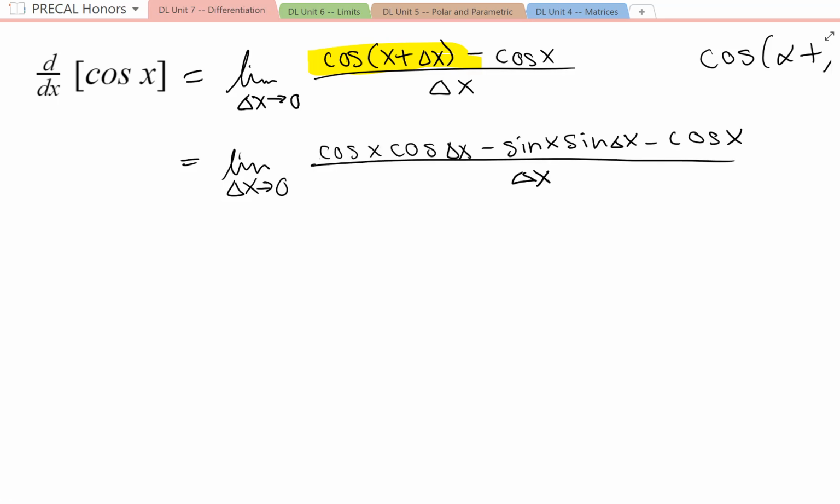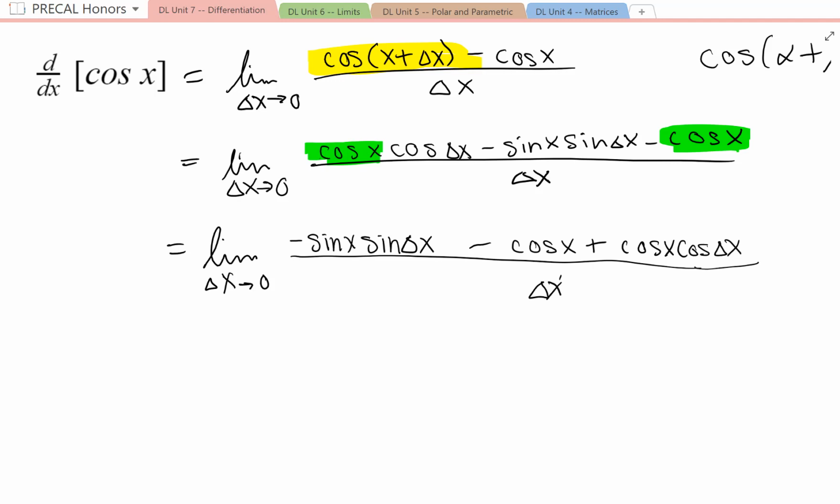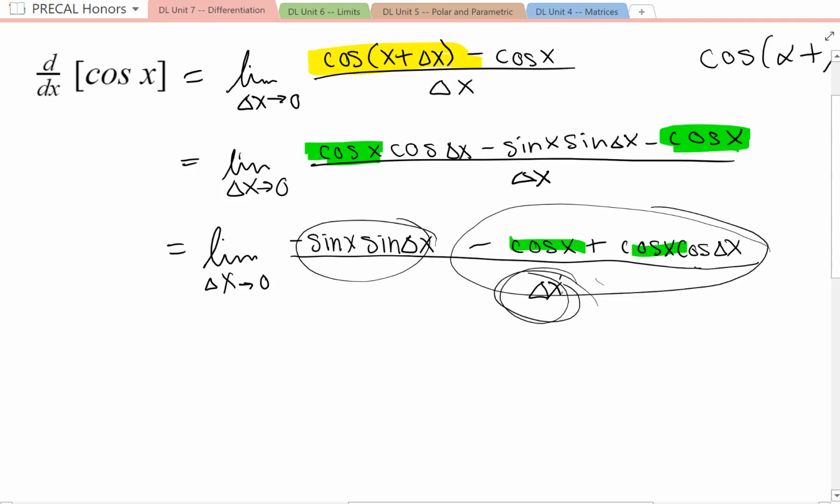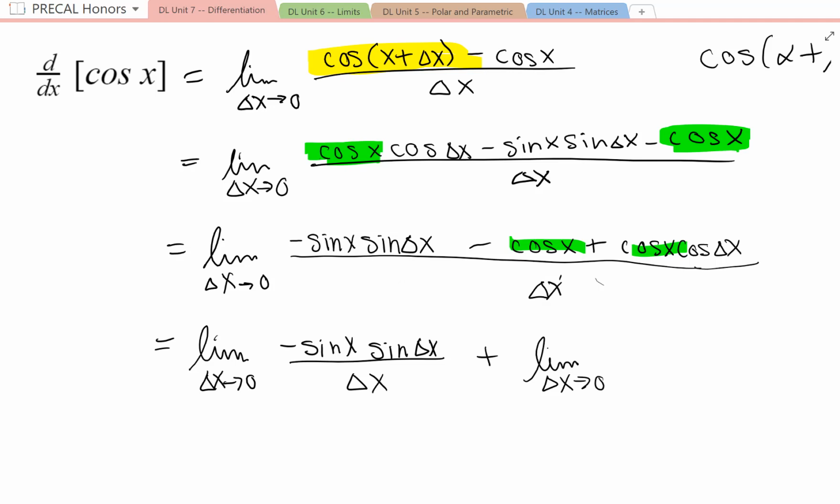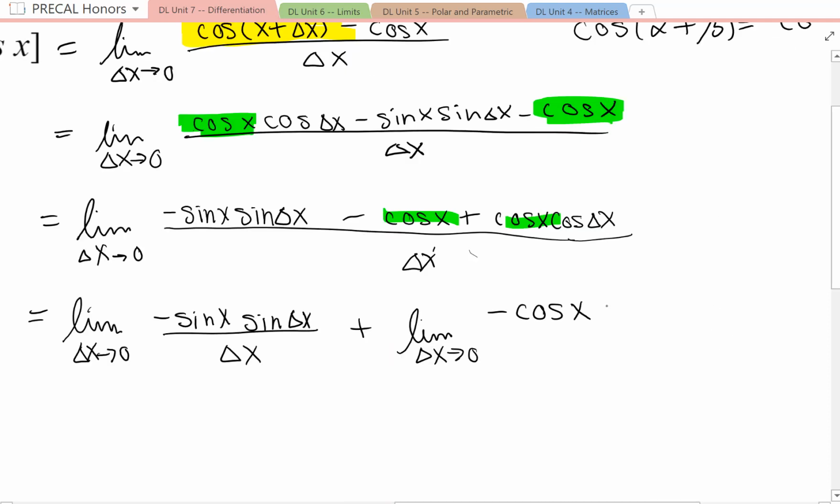Similarly, in this one we have some common terms. We have a cosine x in this term and a cosine x in this term. Let's try to group them, possibly factor. Okay, so now we've just grouped the terms with cosine x in them. So let's split the fraction to be this over delta x plus the limit of this over delta x. I'm putting plus because I haven't factored out the negative yet. Negative cosine x plus cosine x cosine delta x over delta x.